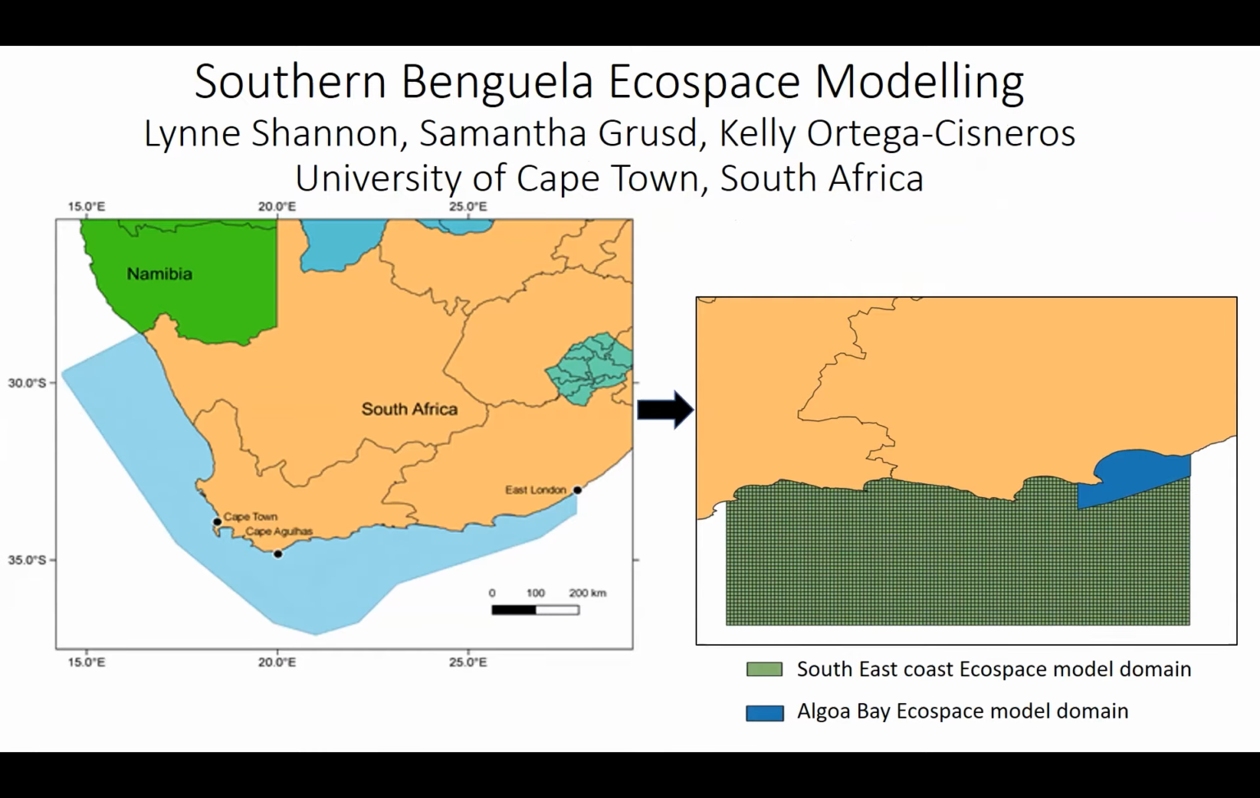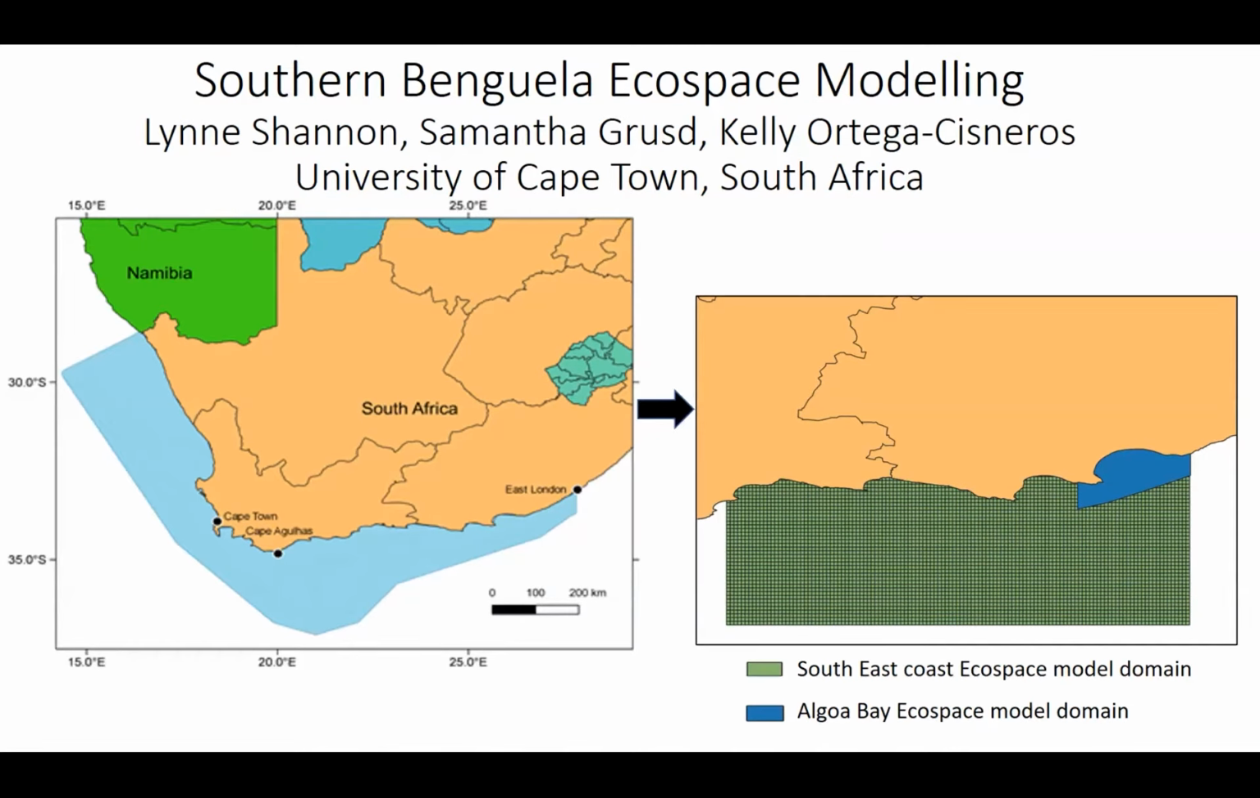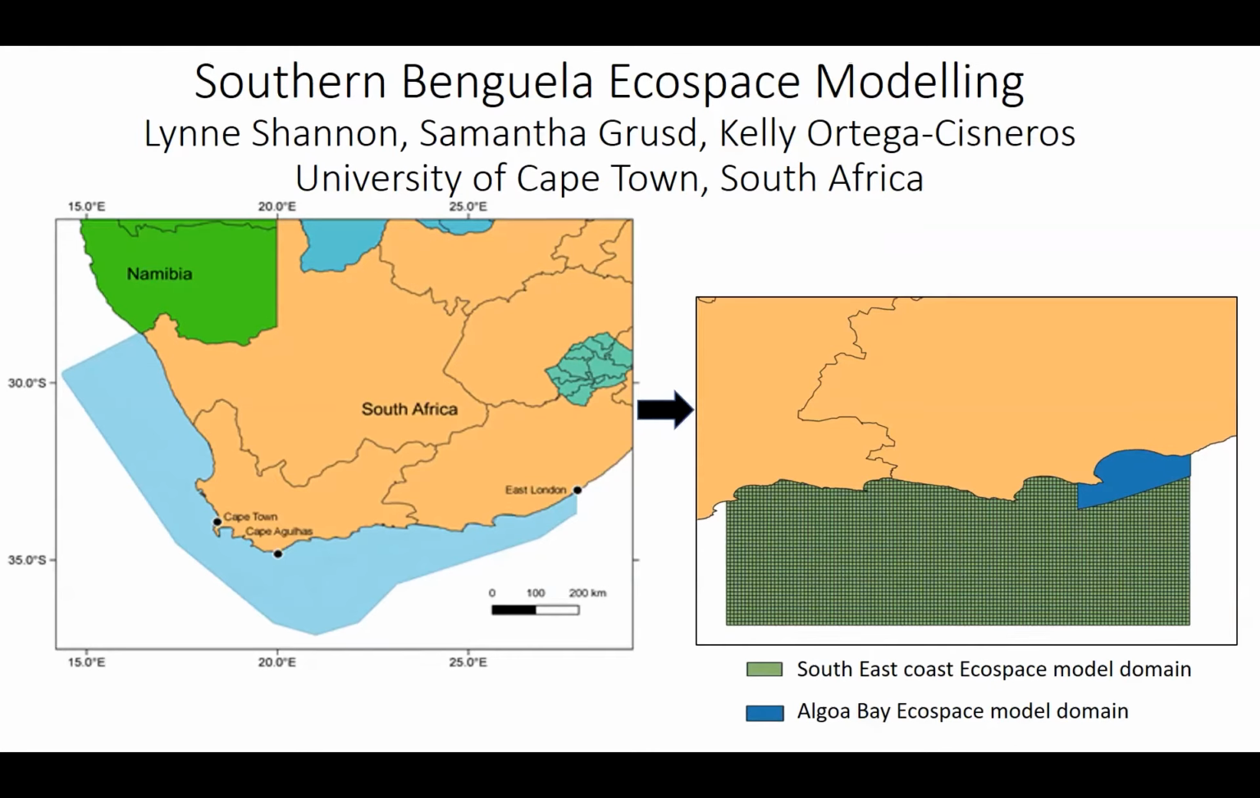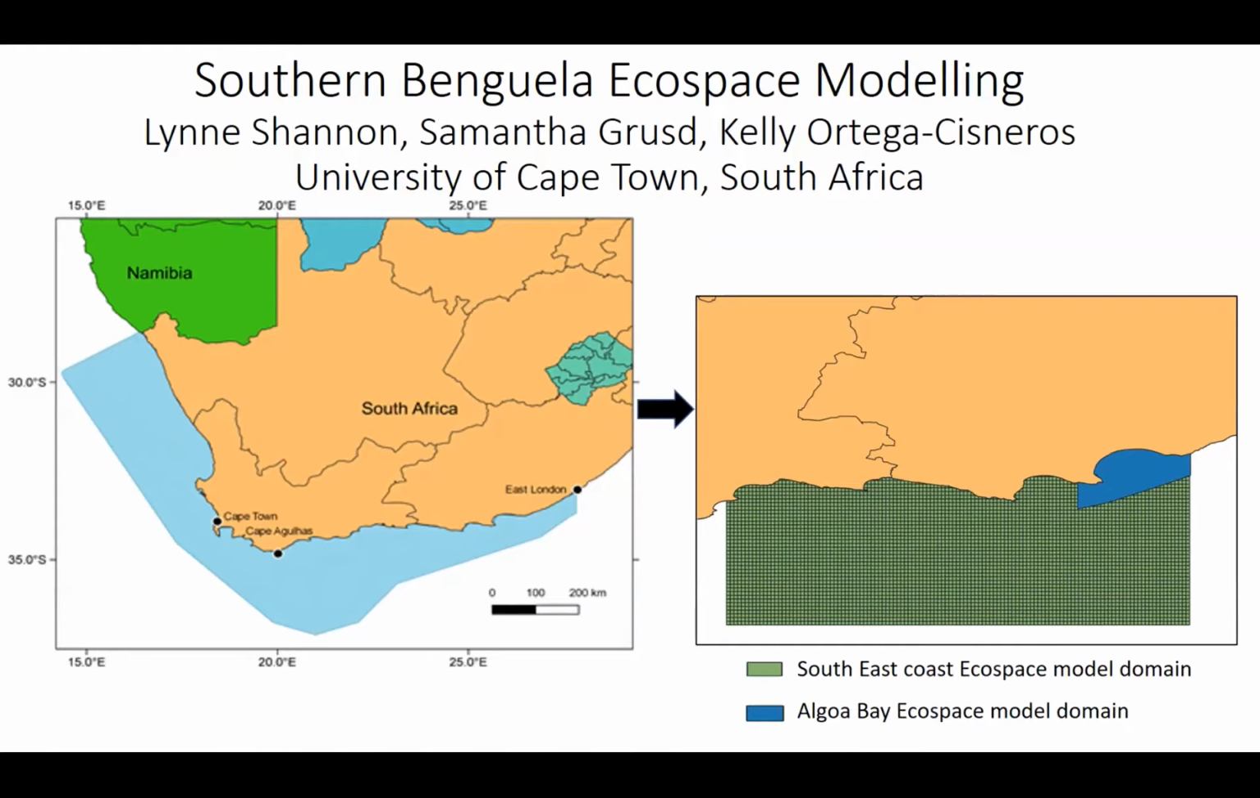We've been developing 3 different Ecospace models. On the left, you'll see our larger Southern Benguela Ecospace model domain in the blue, which goes from the Namibian border all the way around to the Eastern Cape. And then on the right, you'll see in green, this is Samantha Graz. She's one of my PhD students. She's developing an Ecospace model of the South Coast, specifically to look at top predators and sharks. And then Kelly, who you know very well from this project, is developing an Ecospace model of the Algoa Bay ecosystem to feed into the whole MSP project.